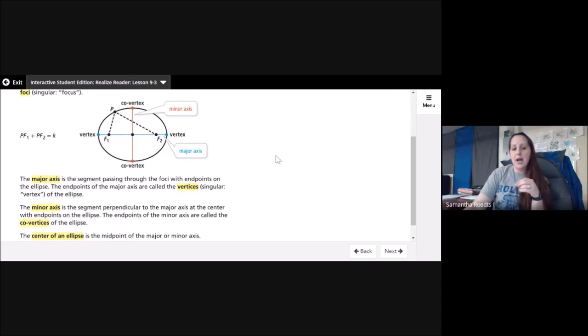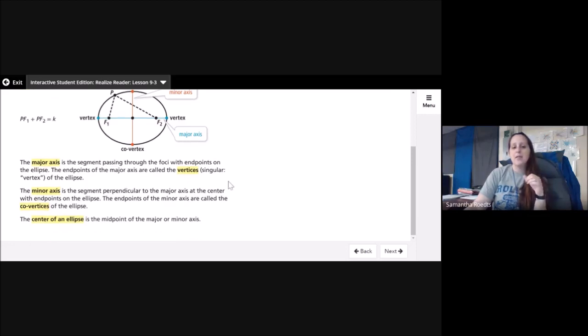The endpoints of the major axis are called the vertices. Singular is vertex of the ellipse. So here is my vertex and my vertex. Okay? The minor axis is the segment perpendicular to the major axis at the center with endpoints on the ellipse. The endpoints of the minor axis are called the co-vertices or co-vertex of the ellipse. The center of an ellipse is the midpoint of the major or minor axis.